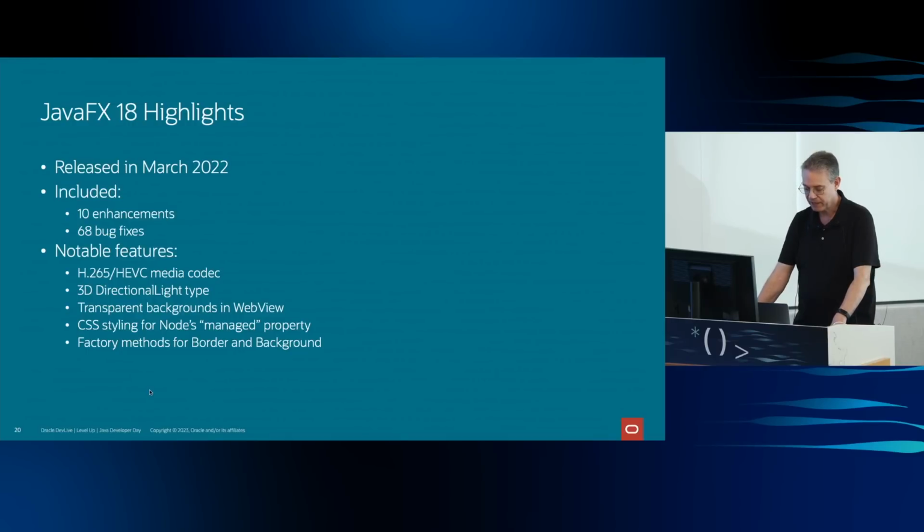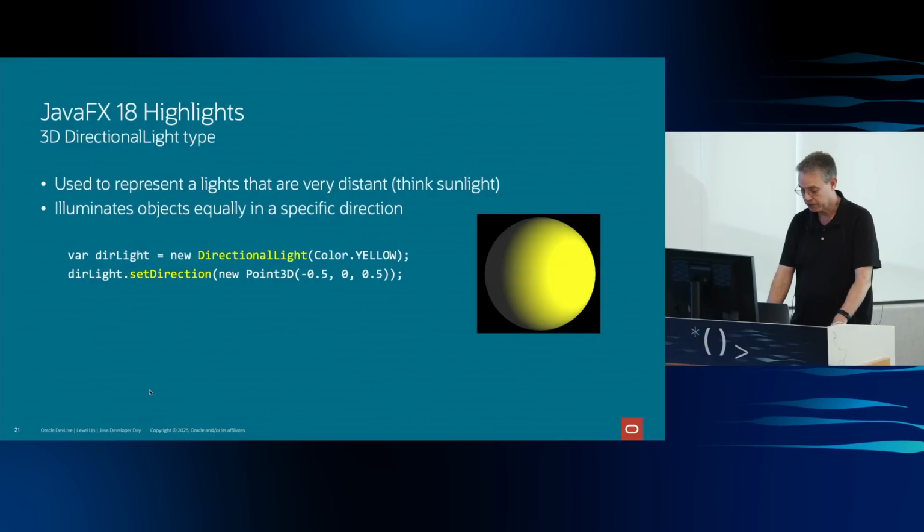In JavaFX 18, which was released a year ago, we included, for the first time in a while, a new media codec that we supported. H.265 has been increasing in popularity, and it was something that had been long missing from FX, and so we added a codec for that. We also added, as I alluded to earlier, a 3D directional light and a couple of other minor features.